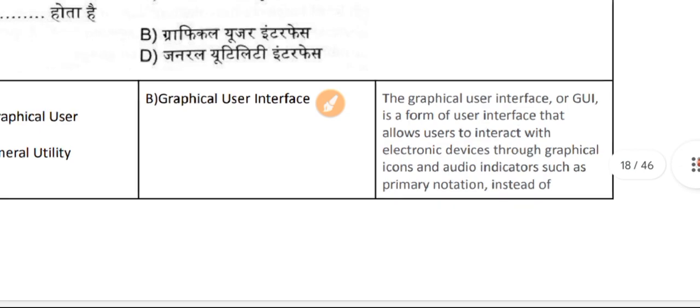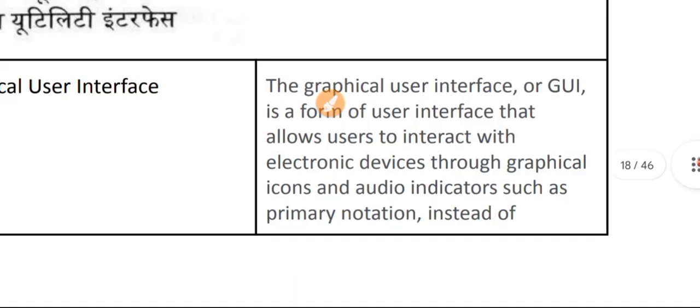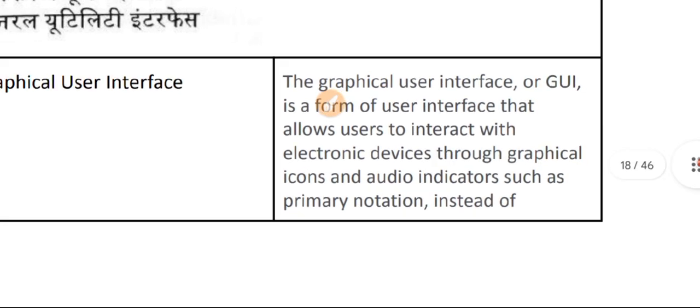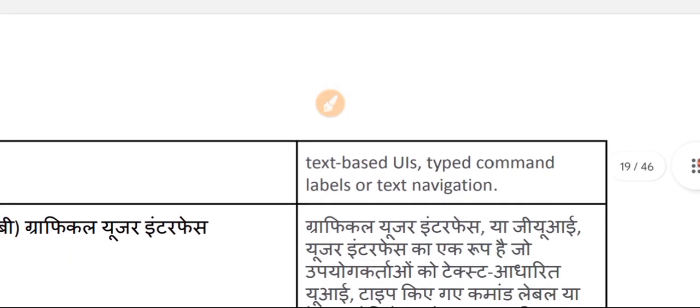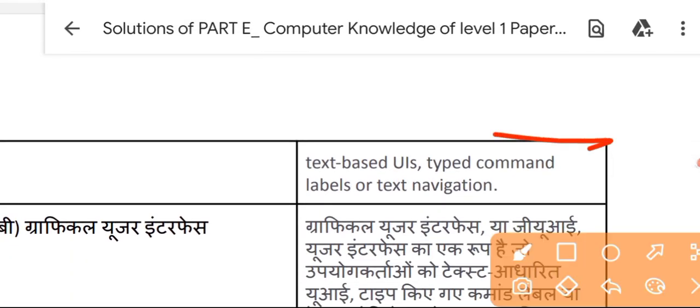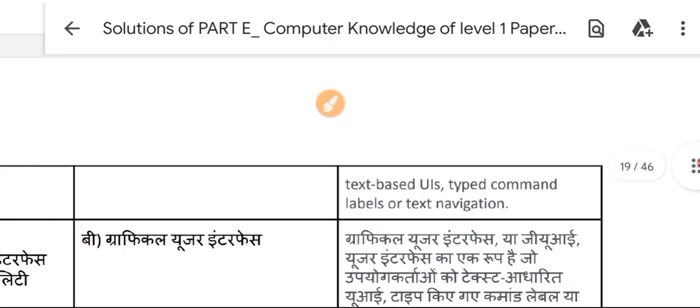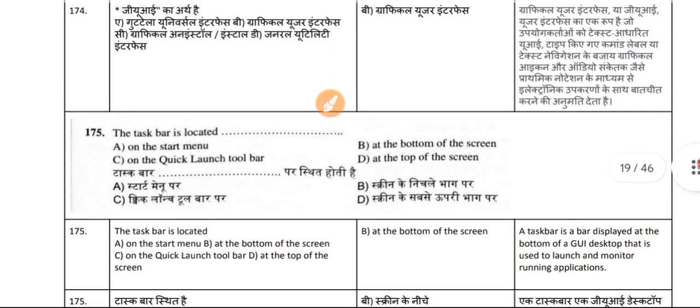The graphical user interface, or GUI, is a form of user interface that allows users to interact with electronic devices through graphic icons and audio indicators such as primary notation, instead of text-based UI, typed command labels or text navigation. Okay, next is 175.